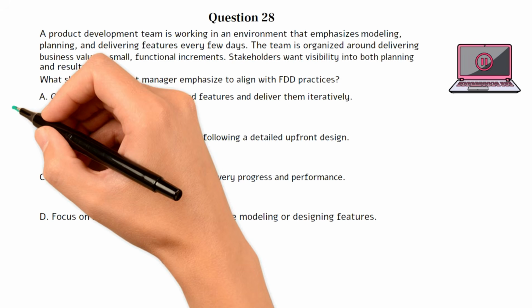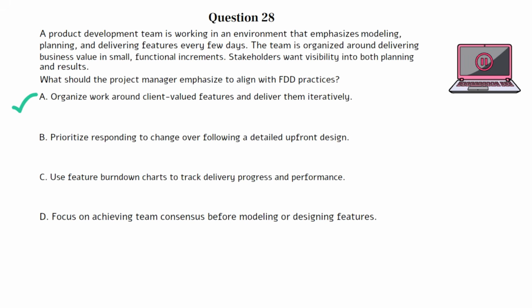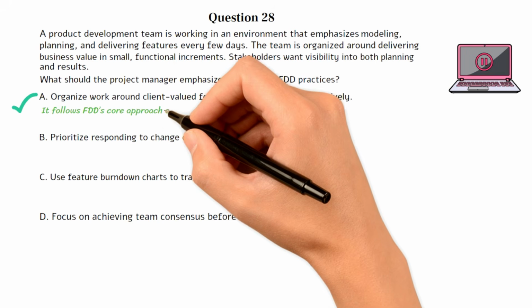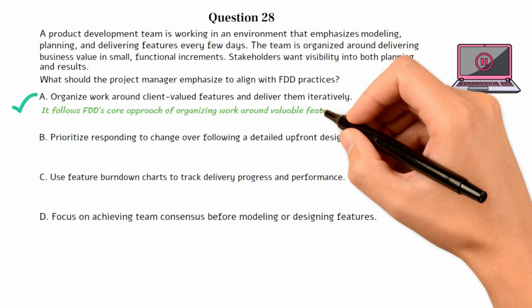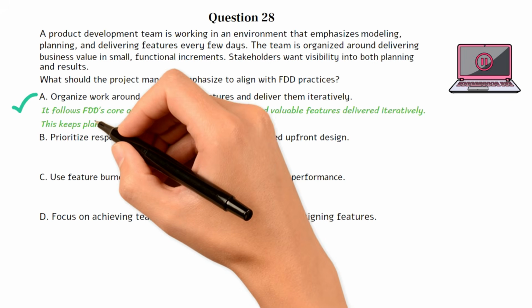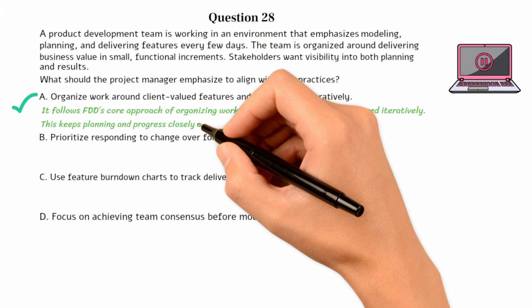The correct answer is A. This question is testing your understanding of feature-driven development, which emphasizes delivering small, client-valued features iteratively. FDD blends modeling and planning with regular, meaningful output, giving stakeholders visibility into both design and delivery. Choice A is the best option because it reflects the core of FDD, organizing work around features that deliver business value and delivering them in a structured, iterative manner.